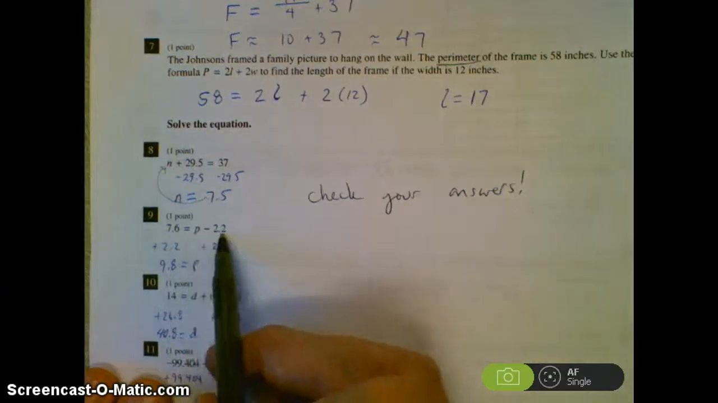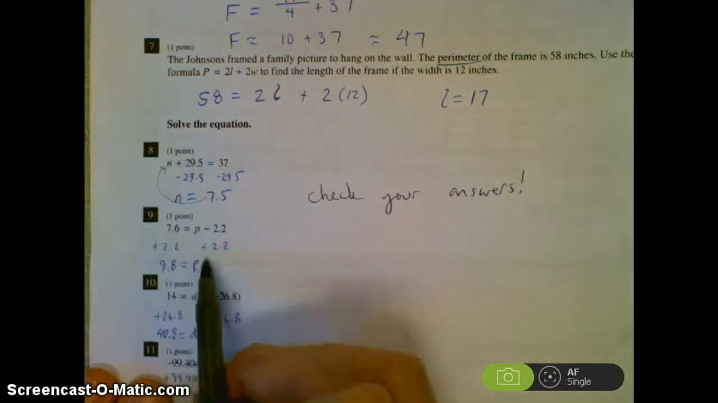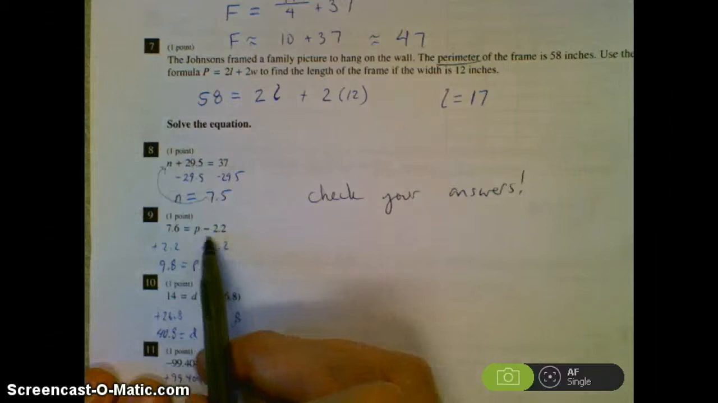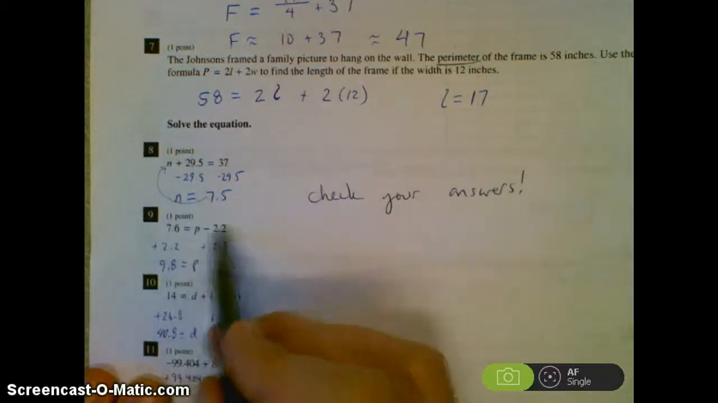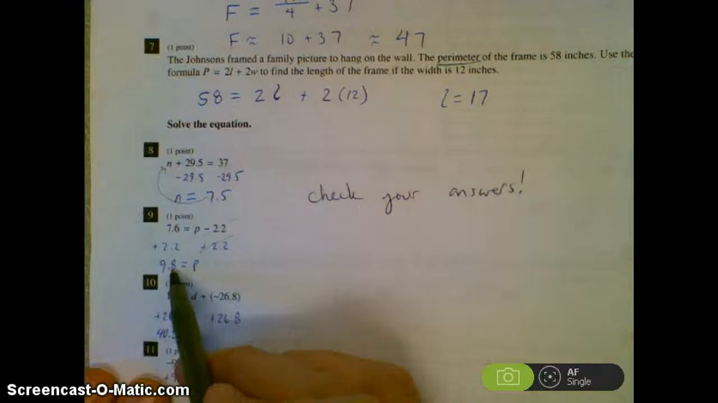This is P minus 2.2 equals 7.6, so I do the opposite of subtracting. I add 2.2 and I add 2.2. So those cancel. I'm left with P equals 9.8.